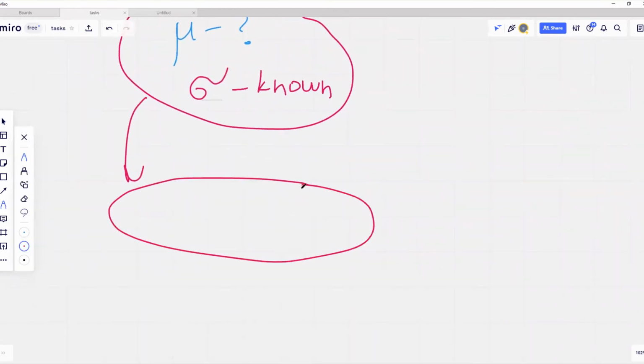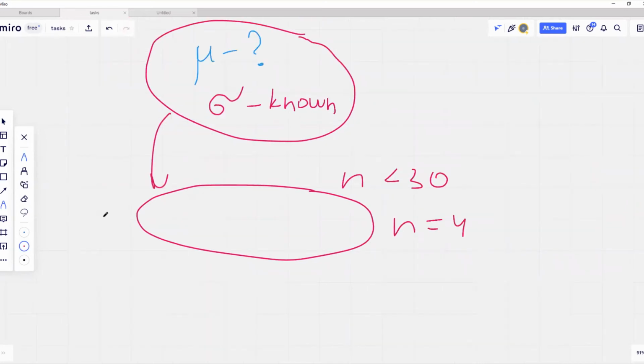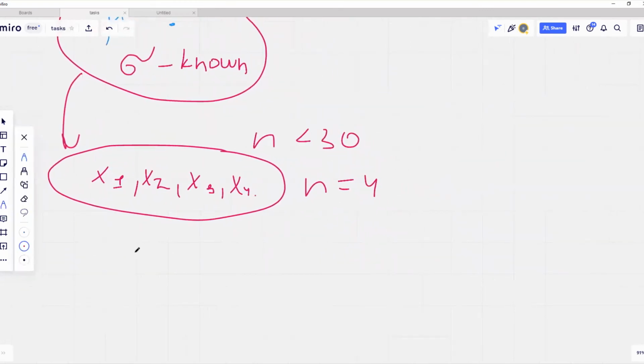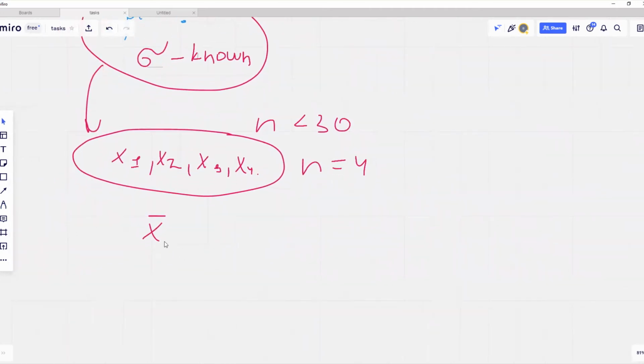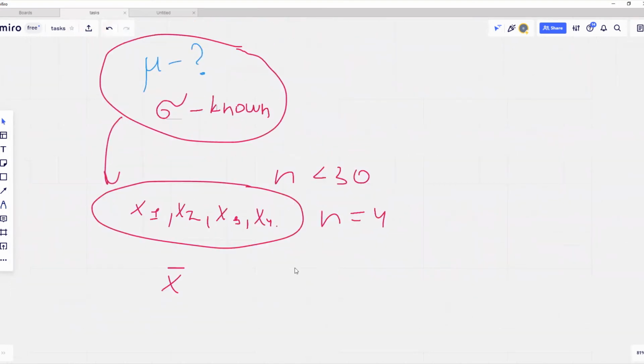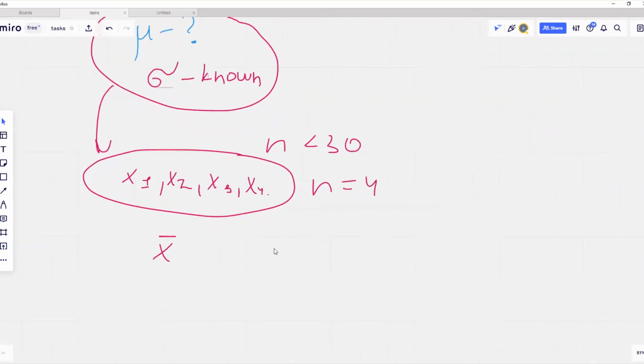Now let's see what happens if, for instance, we draw a small sample. Let's assume that we are drawing a small sample where n is less than 30. Let's assume that n is equal to 4. So we have 4 sampling points, x1, x2, x3, and x4. So we again calculate X bar. However, in this case, we are not allowed to use the central limit theorem because our n is small, and the central limit theorem is an asymptotic theorem for large values of n.